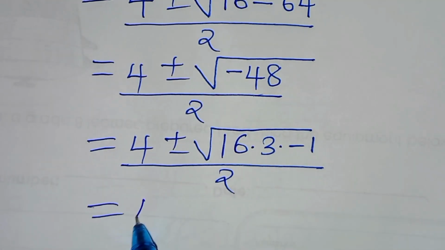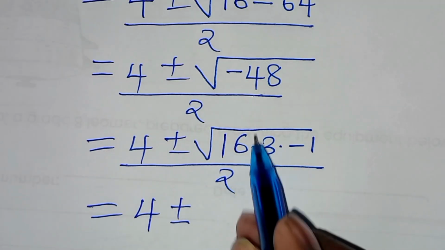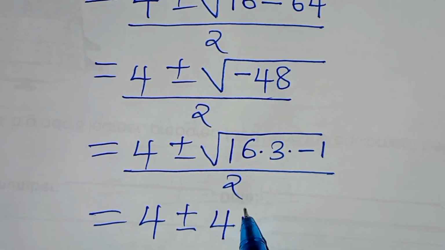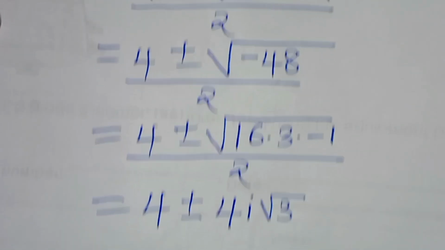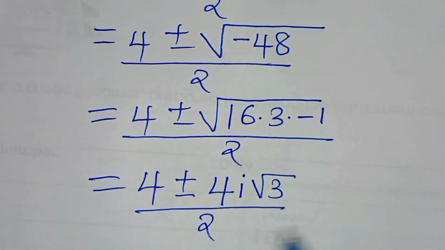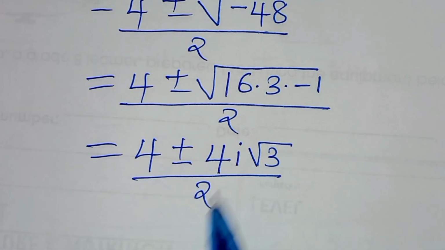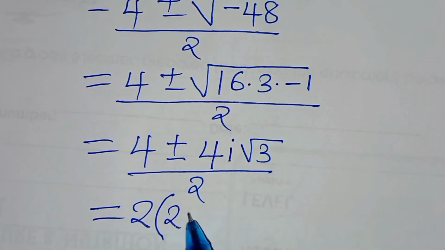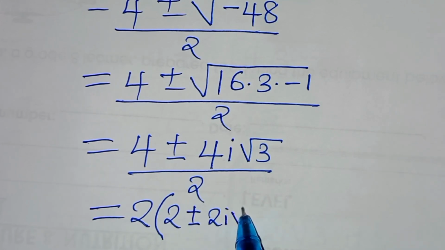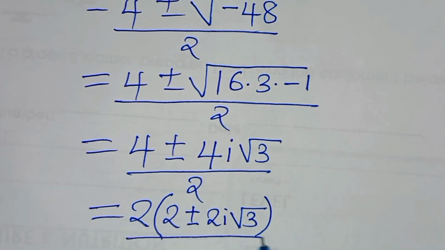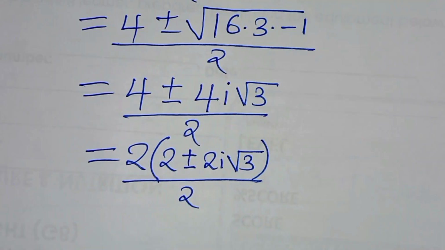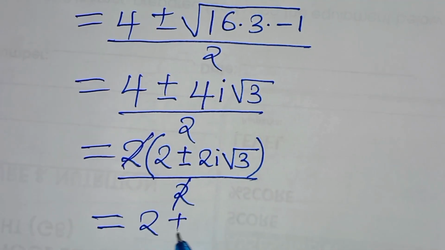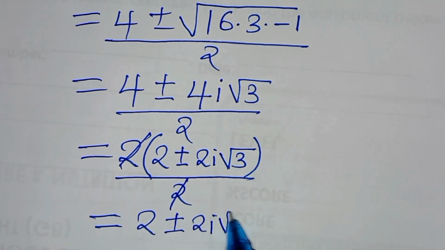So here we have 4 plus or minus the square root of 16, this is 4, the square root of minus 1, this is i, then square root of 3, all this divided by 2. Now from here, we can factor out 2. We have 2 into the parentheses, 2 plus or minus 2i square root of 3 divided by 2. So let's simplify here. This is equal to 2 plus or minus 2i square root of 3.